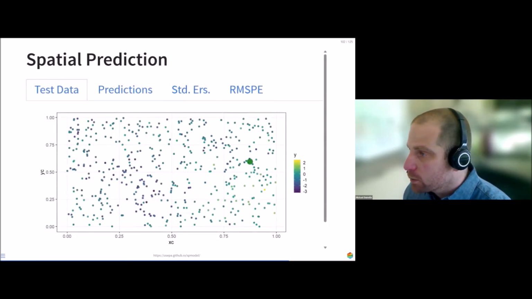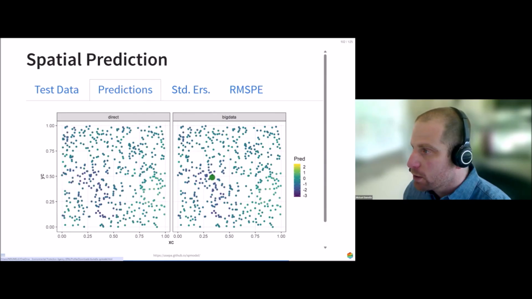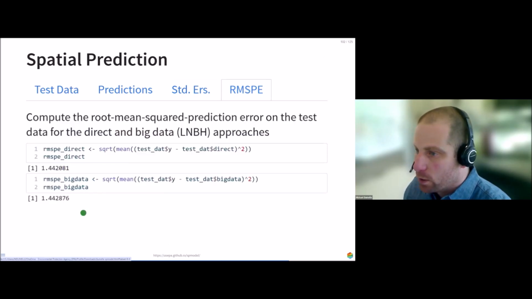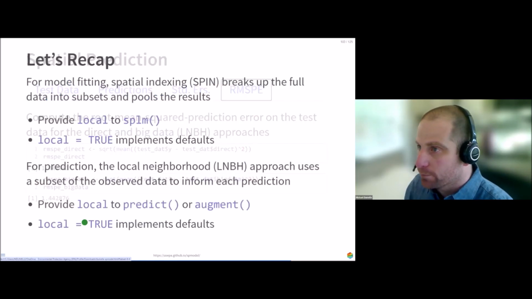I have the test data, for which we want to make predictions. We have the predictions from the direct approach and the big data approach. They look very similar. Standard errors look very similar. Root mean squared prediction error is nearly identical up to the 4th decimal point.